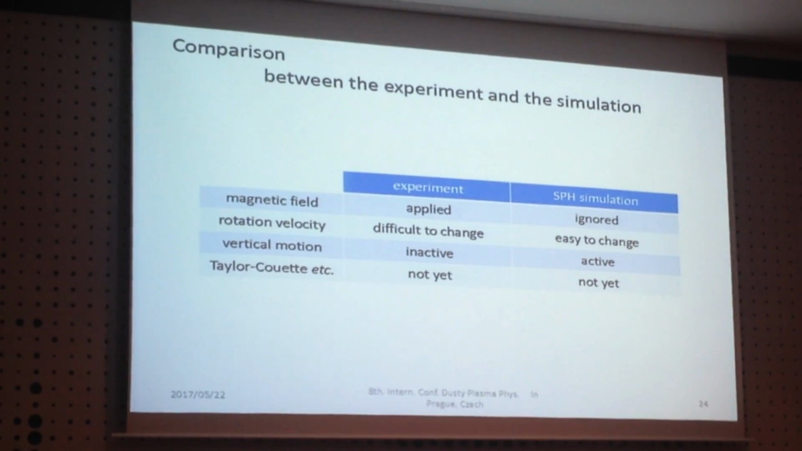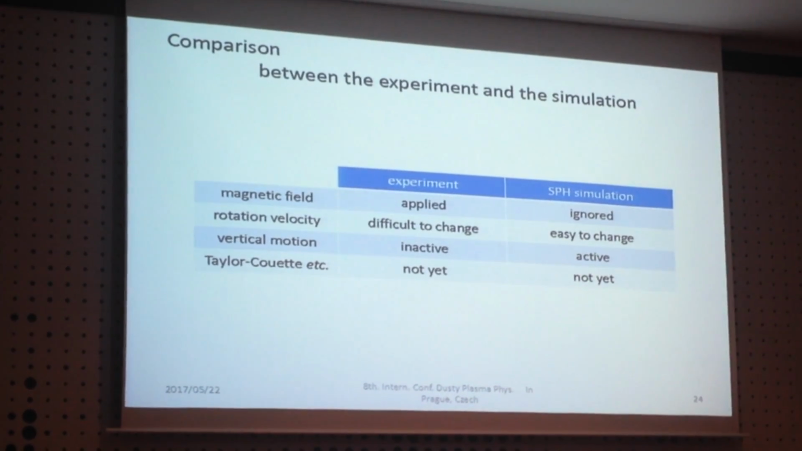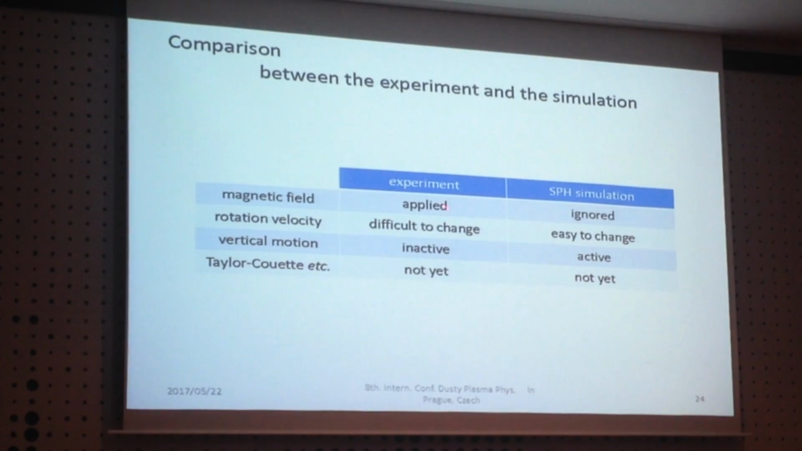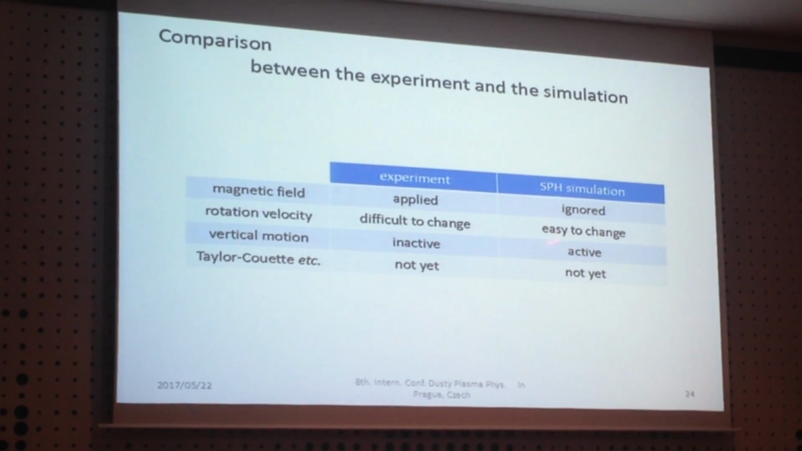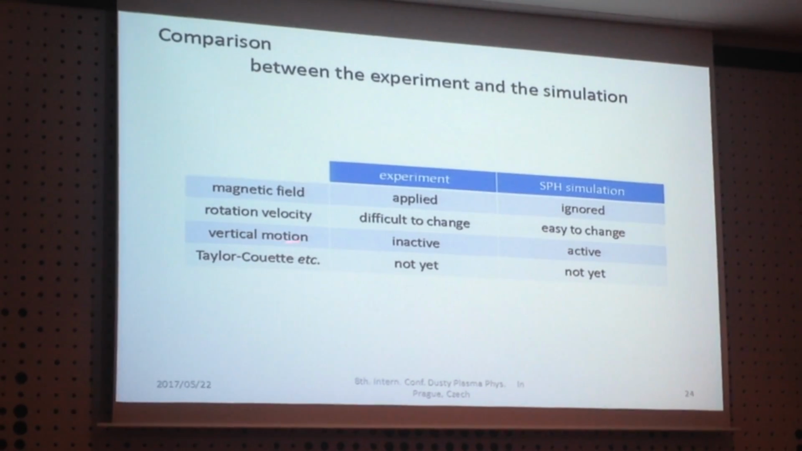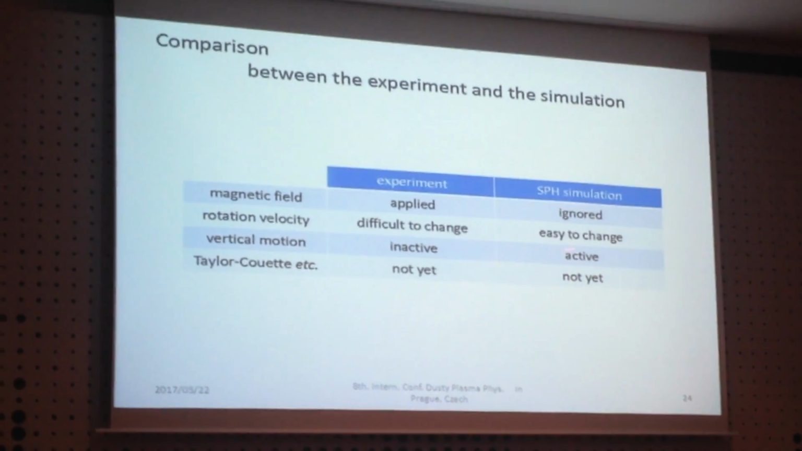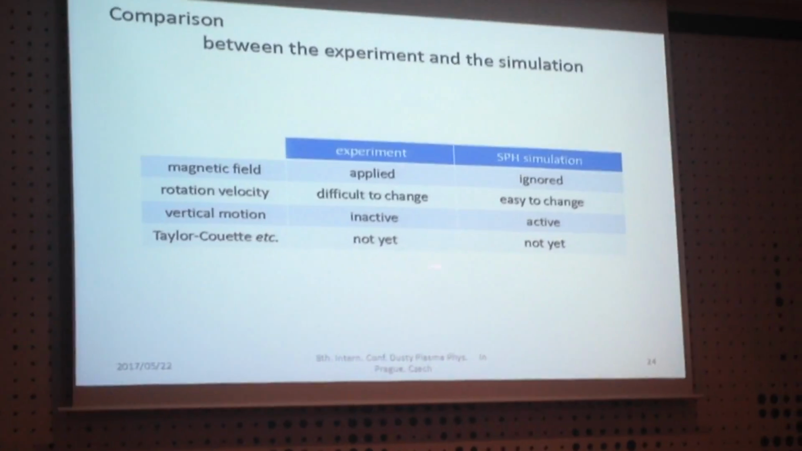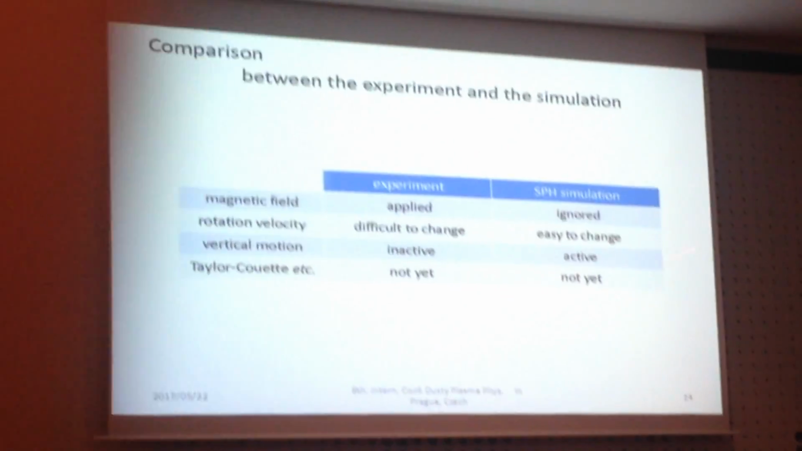The comparison between the simulation and the experimental result is summarized in this table. In the experiment, the magnetic field is applied, but in the simulation it is ignored. Rotation velocity is difficult to change in the experiment, but in the simulation it is easy to change. Particle motion in the experiment is inactive, but in the simulation it is active. And there may be some nonlinear phenomena not yet found in both cases.